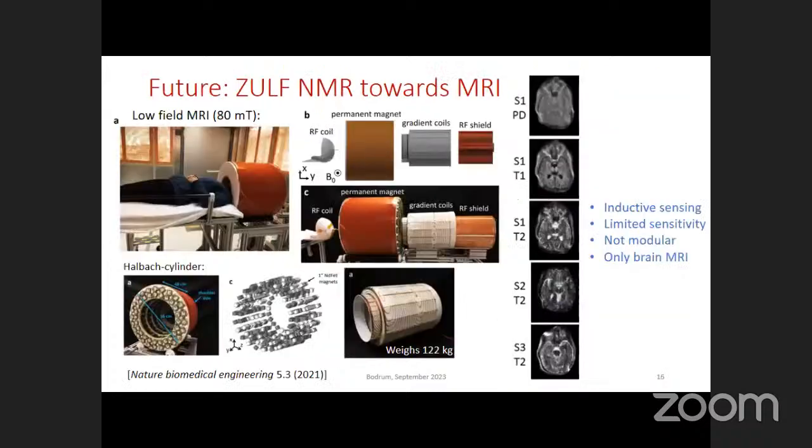And so the future that I am very excited about is using Zulf NMR, maybe in MRI. There are people who do Zulf field NMR, MRI. So this group in Boston, in Harvard, had done some Halbach cylinder. So this is a large static magnetic field generator, the permanent magnet. So different from a superconducting coil, different from a cryogenic MRI machine, this does not require low temperatures, yes, but this is also very heavy, and it has inductive sensing, which is limiting in sensitivity, and it's not modular, and you can only do brain or certain parts of MRI with it.